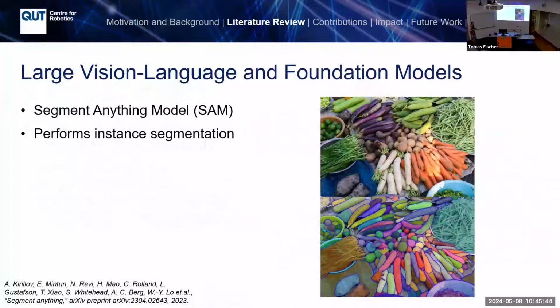Another key advancement in the last few years was the Segment Anything Model, or SAM. This model aims to perform instant segmentation in any image, and the authors argue that their model has a really robust, generalized idea of what an object is.